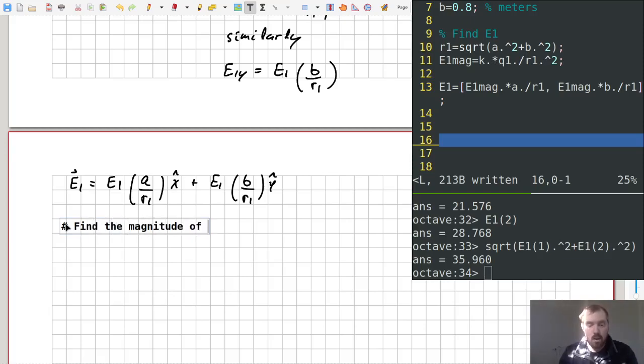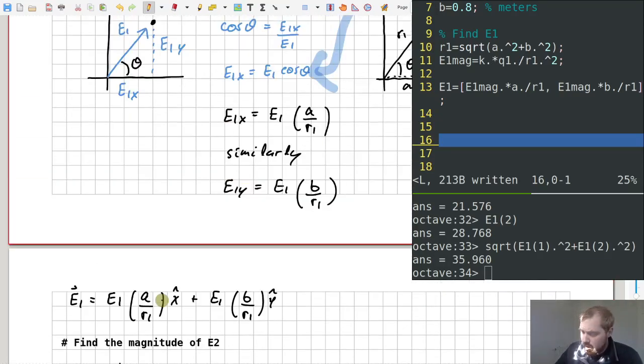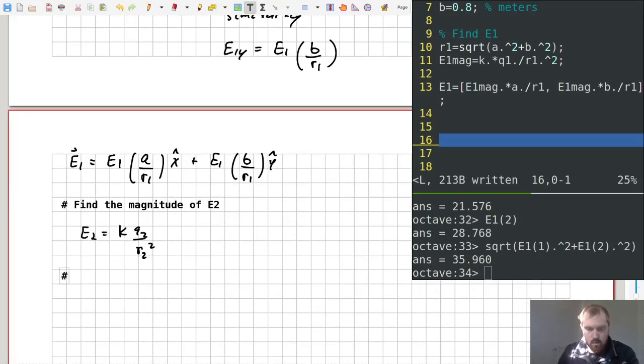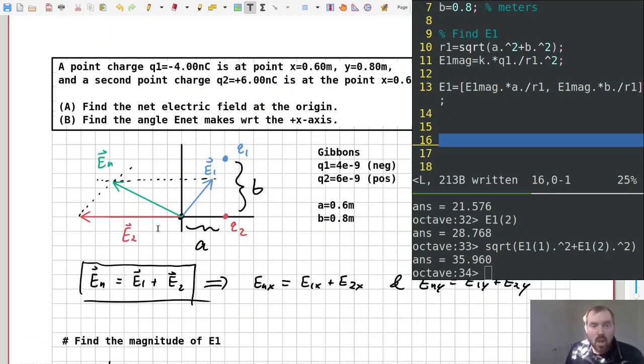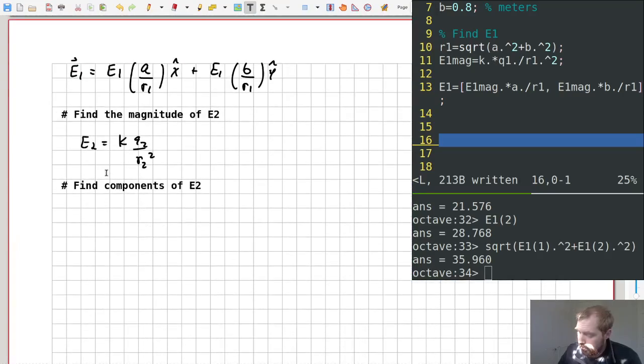Find the magnitude of E2. Now, luckily for us, this one's going to be a little bit more straightforward. E2 will be K Q2 over what I'll call R2 squared. And then component-wise, well, come back to our beginning. Let's write this out. Find the components of E2. We only have an x component in the minus x direction. So when we compute the magnitude, we effectively already have the x component. But to keep in this turning crank wheel, I will be explicit here. We'll write this as E2 vector is minus the magnitude of E2 in the x hat direction plus 0 in the y hat direction.